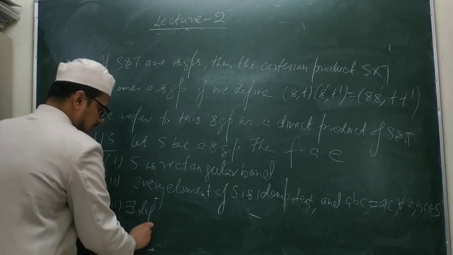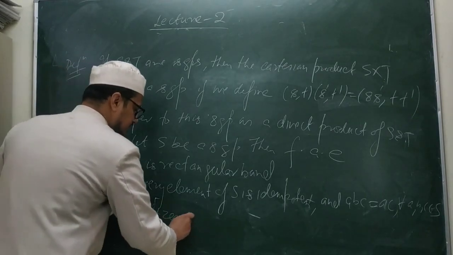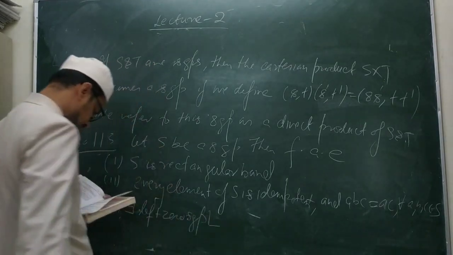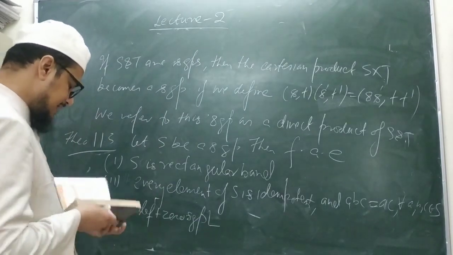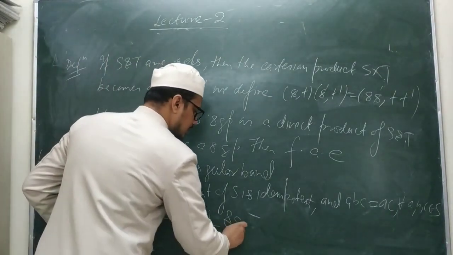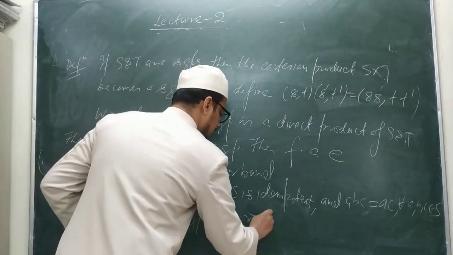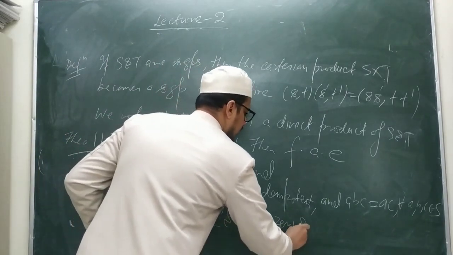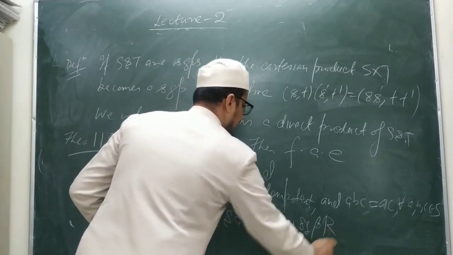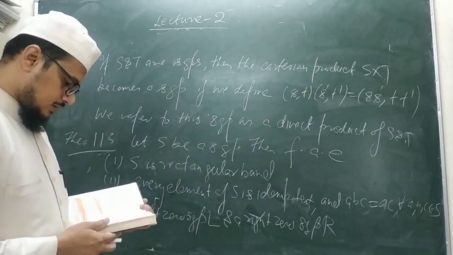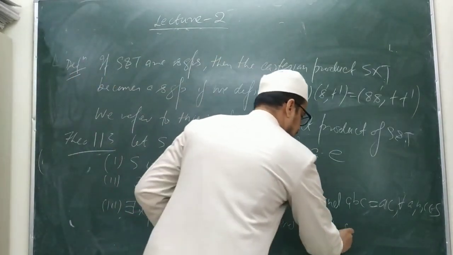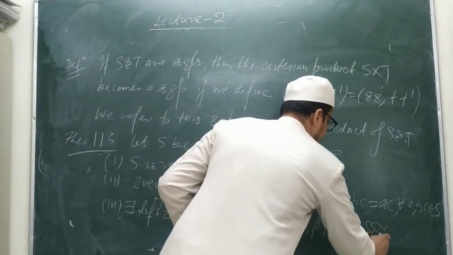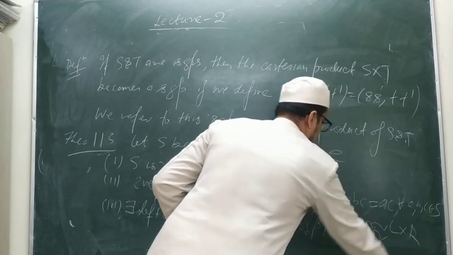Or, there exists a left zero semigroup L and a right zero semigroup R such that S is isomorphic to L cross R.